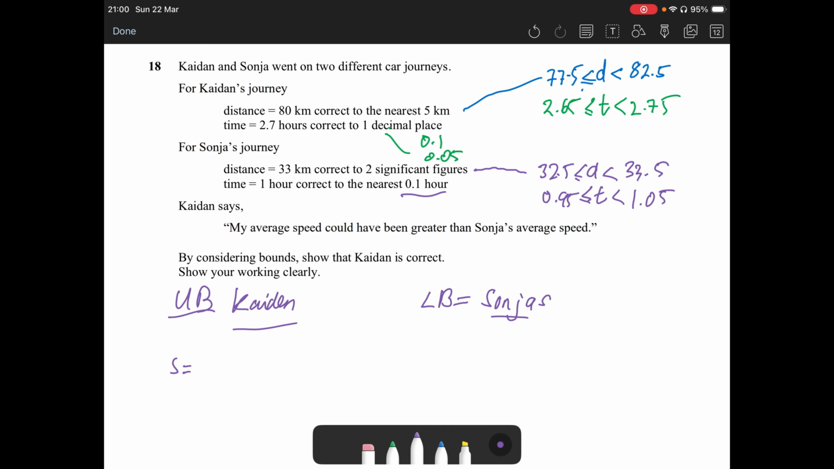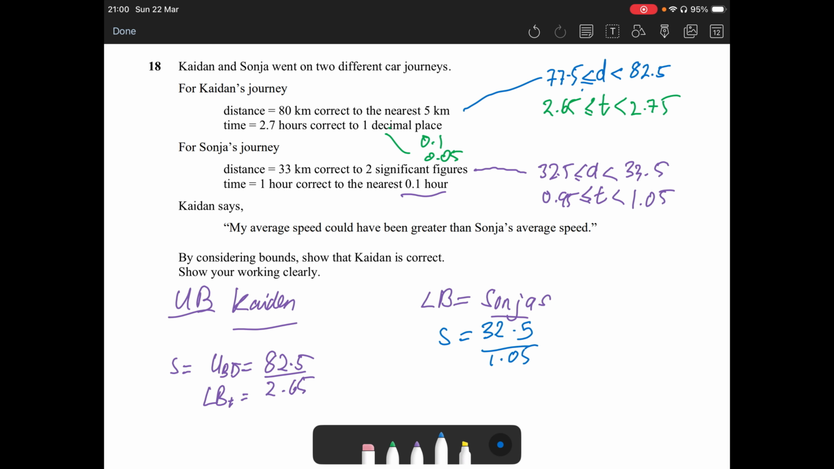Well, we want the upper bound for speed, distance, which would have been 82.5 divided by, we want the answer to be as big as possible, so choose the lower bound for your time. So it will be 82.5 divided by 2.65, and this will give her the best possible chance of beating it. Similar for Sonia, we want the smallest possible speed, so the smallest possible distance, 32.5, over 1.05.